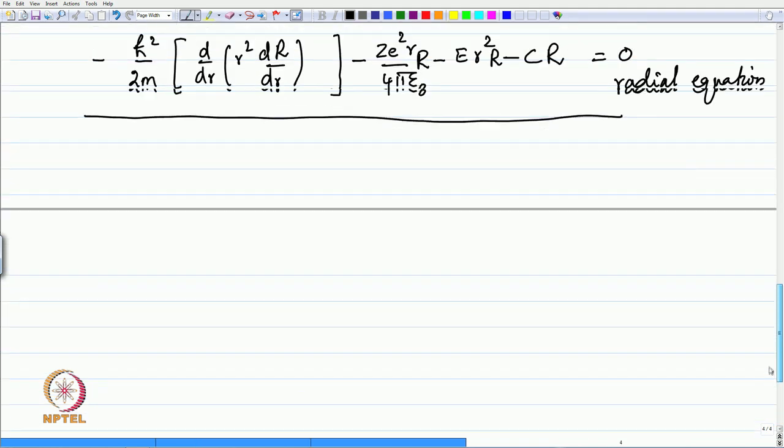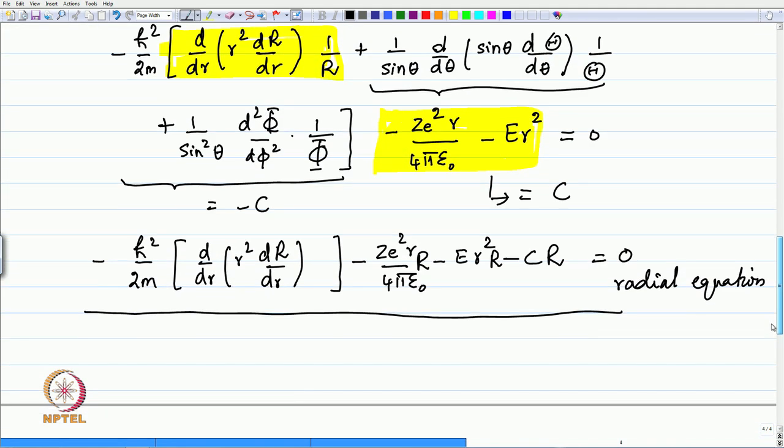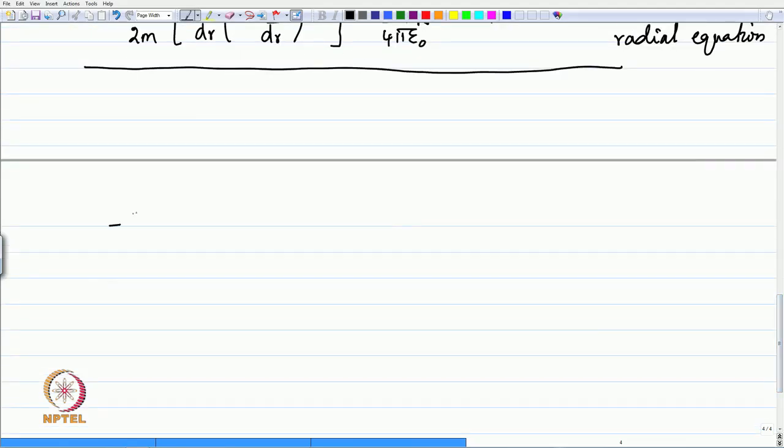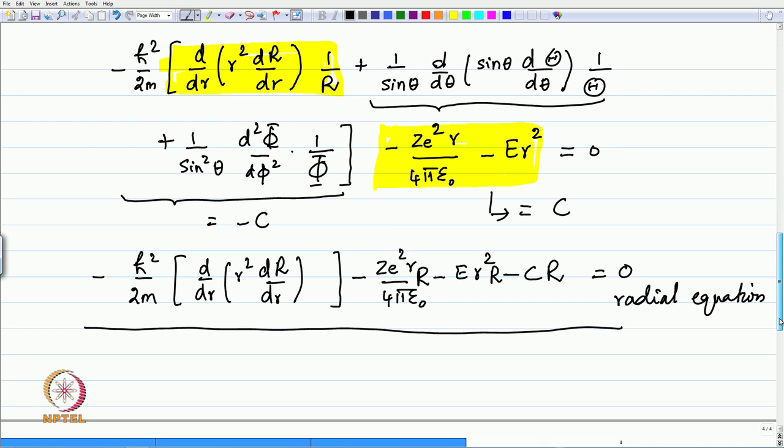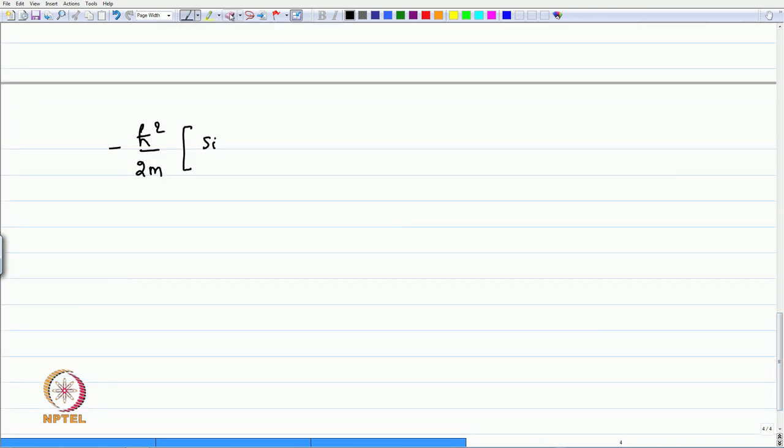And the angular equation will be whatever is left over, namely minus h bar square by 2m, 1 by sin theta, d by d theta.